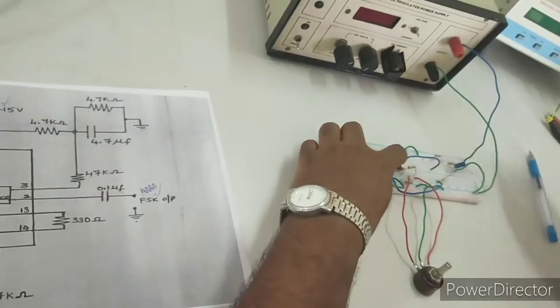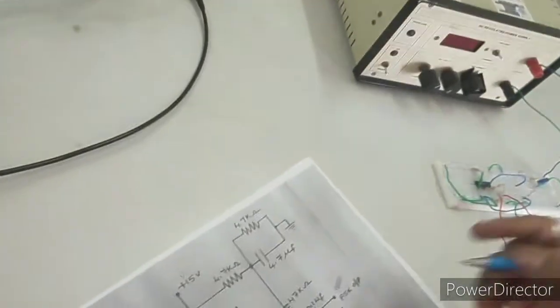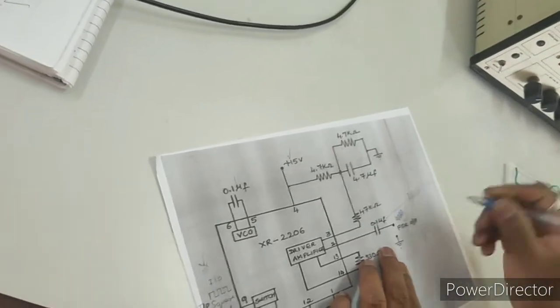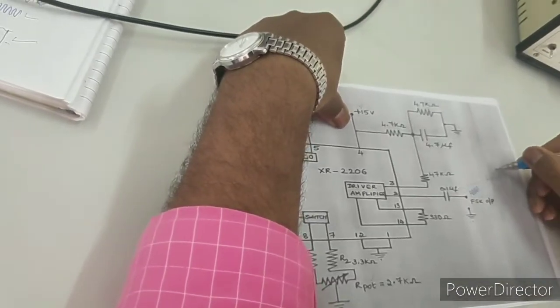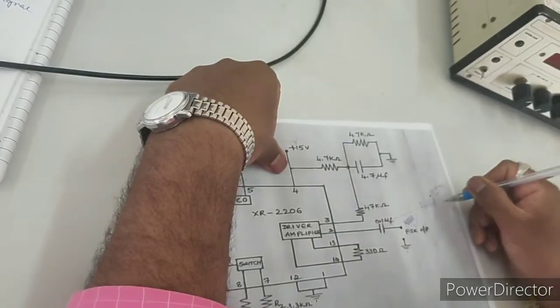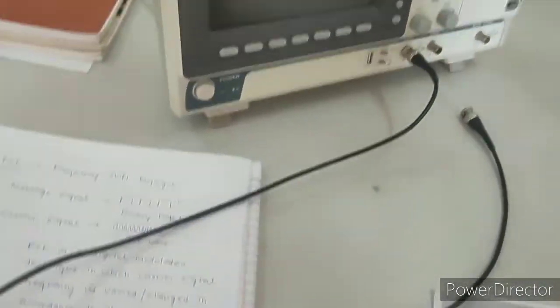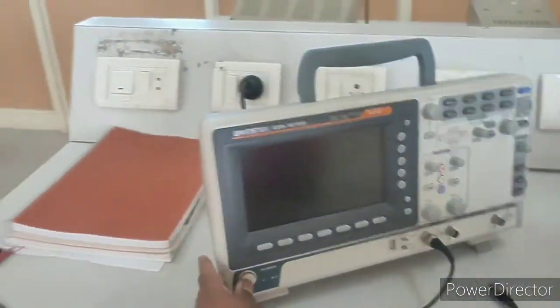Now I will check without any input with the help of any one probe. I should get one free running sine wave at this, only a sine wave I should get, so that what I made connections is okay and the IC is working properly. So this free running oscillation acts as a carrier for our modulation. Now I am switching on the DSO.